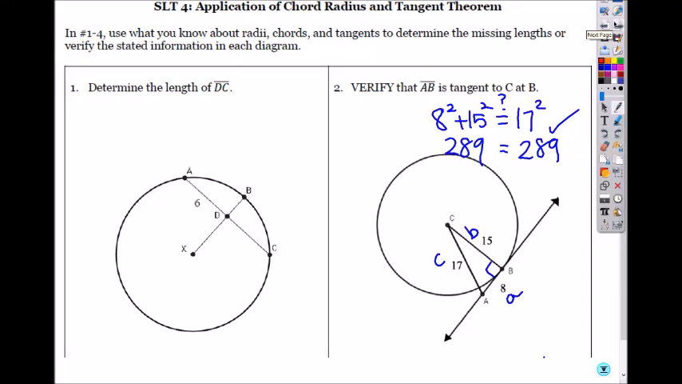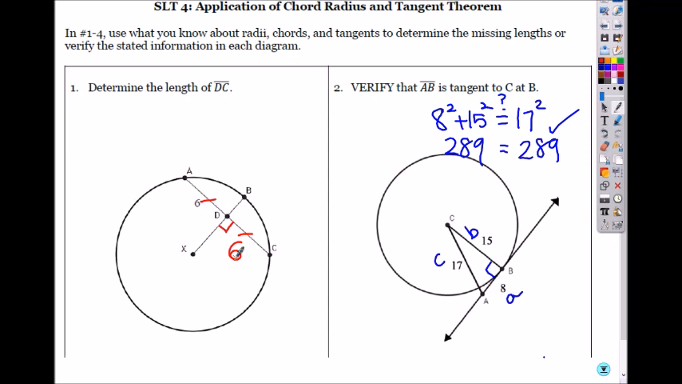Determine the length of DC. And they should say this is 90, okay? Go ahead and say it was 90. It should be given, right? Otherwise, we don't know the relationship. So if the radius is perpendicular to the chord, what happens? It bisected the chord, so this must also be 6.